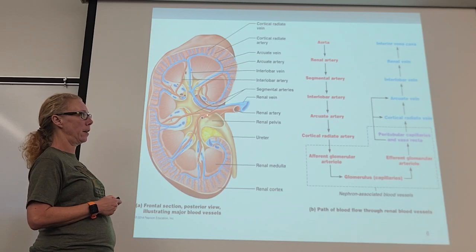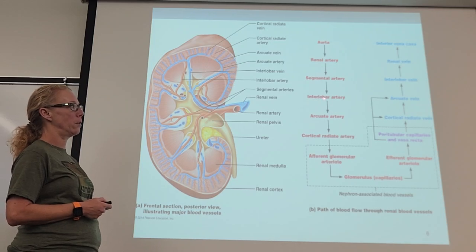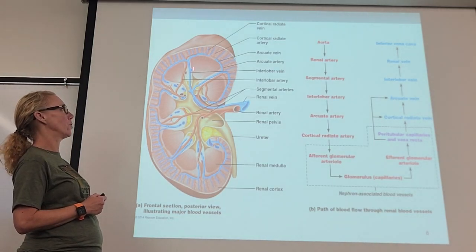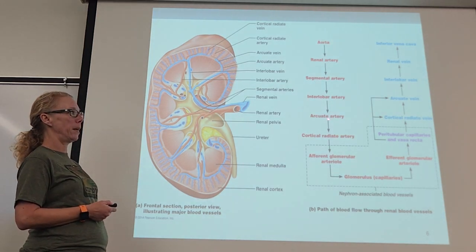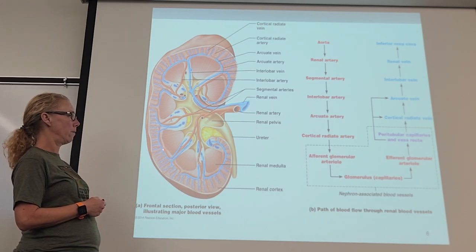Segmental artery, right? Is there a segmental vein? No. No, there's not, okay? So we go from segmental artery then to interlobar. So interlobar kind of aligns itself on either side of the renal pyramids, okay? Interlobar then makes an arc and forms the arcuate artery and vein.